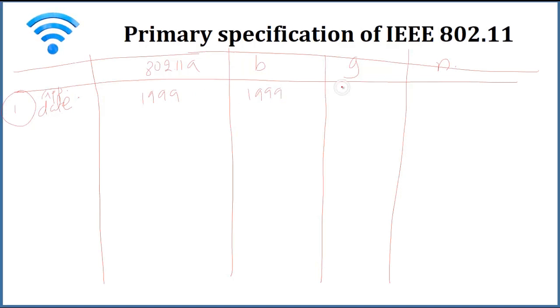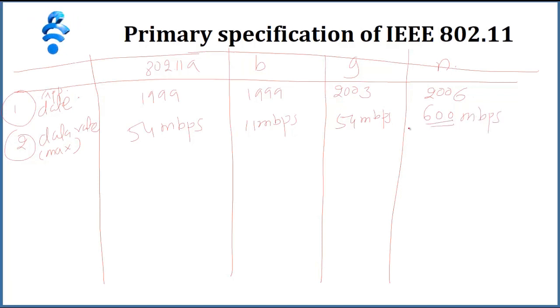Then this was in, I suppose, 2003, and 3 years later this was in 2006. The second was actually your data rate. Obviously, data rates written here are maximum data rates. So 802.11a was actually for your 54 Mbps. The B was for your 11 Mbps, and this was again for your 54 Mbps, and this is actually 600 Mbps. Okay, so the third one is what we could say, their bands.